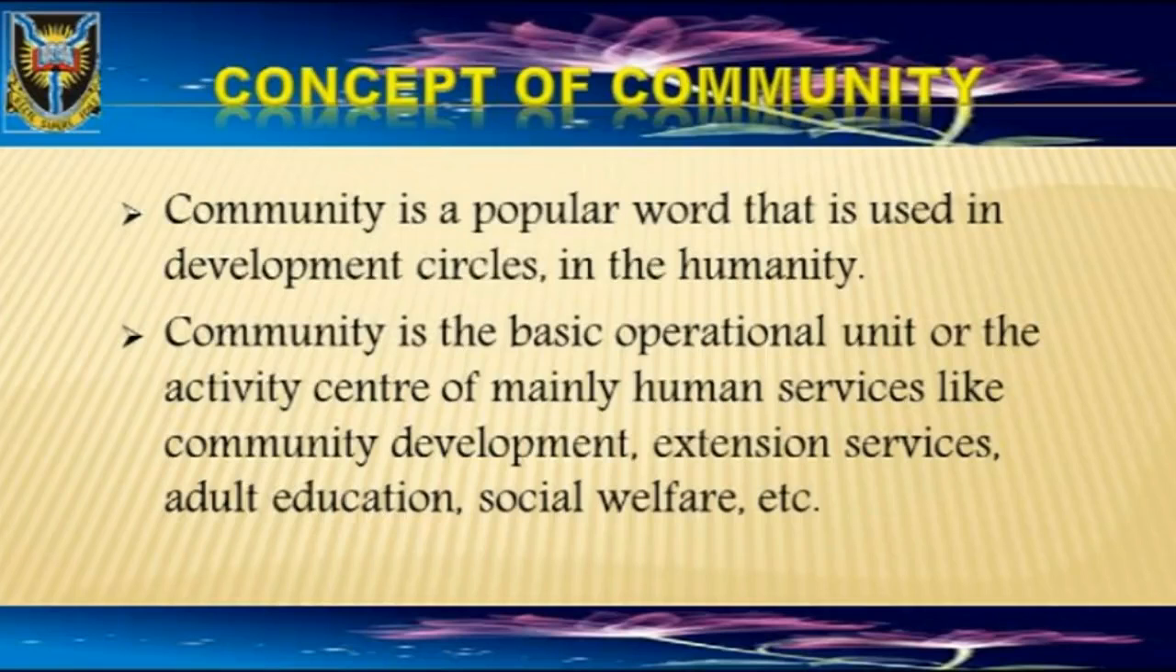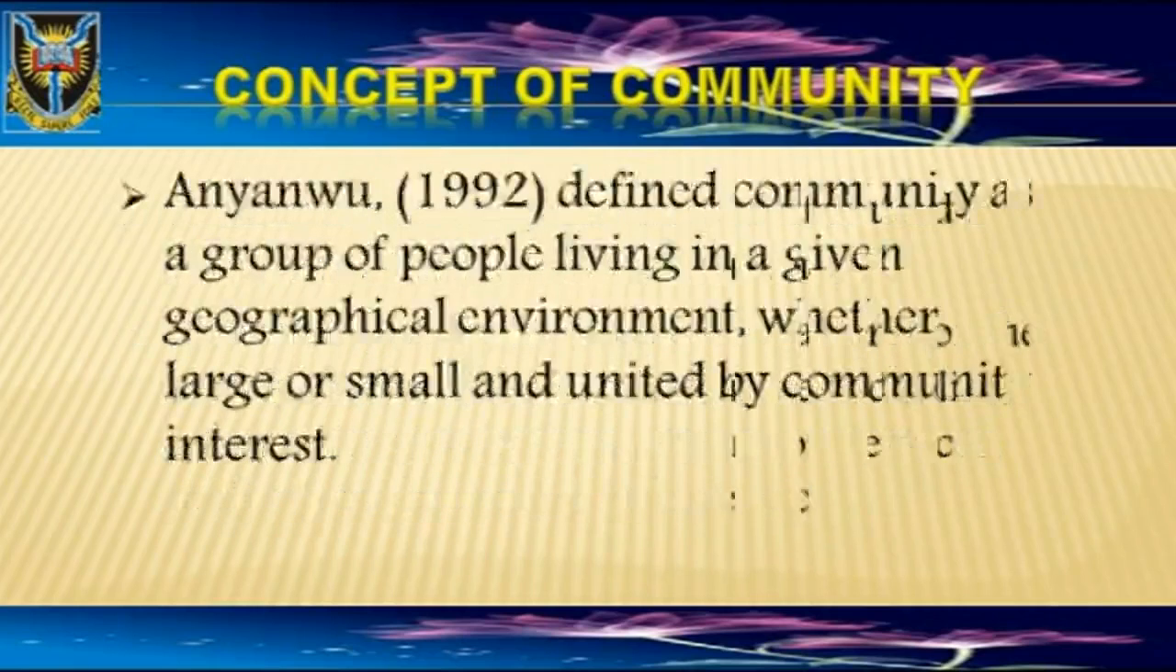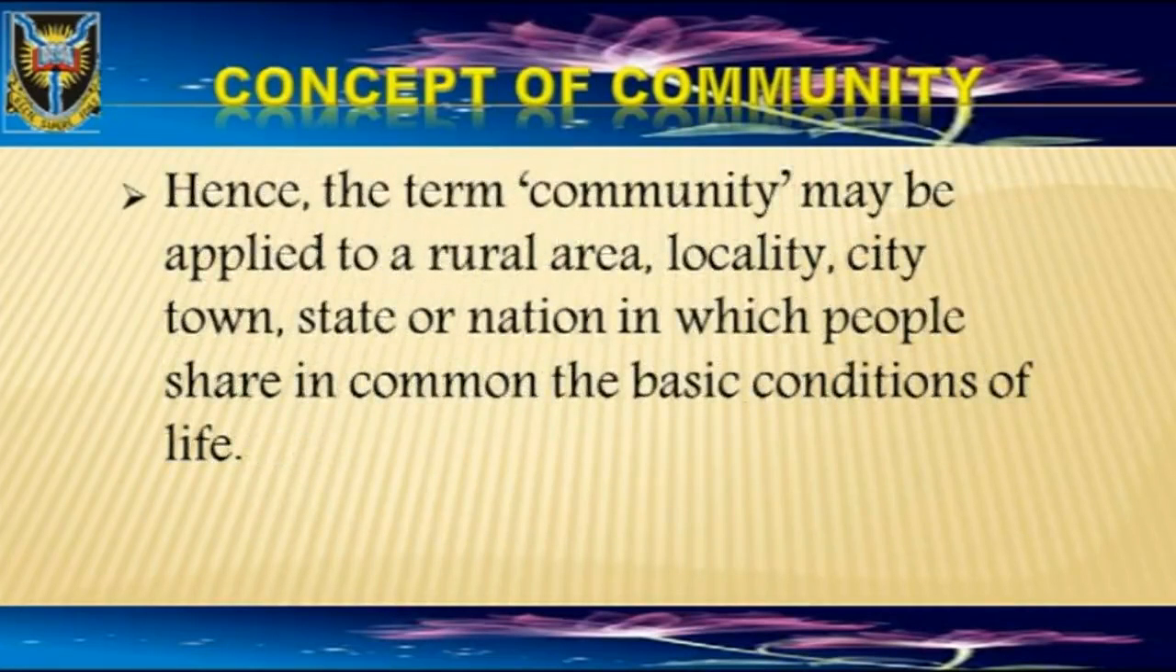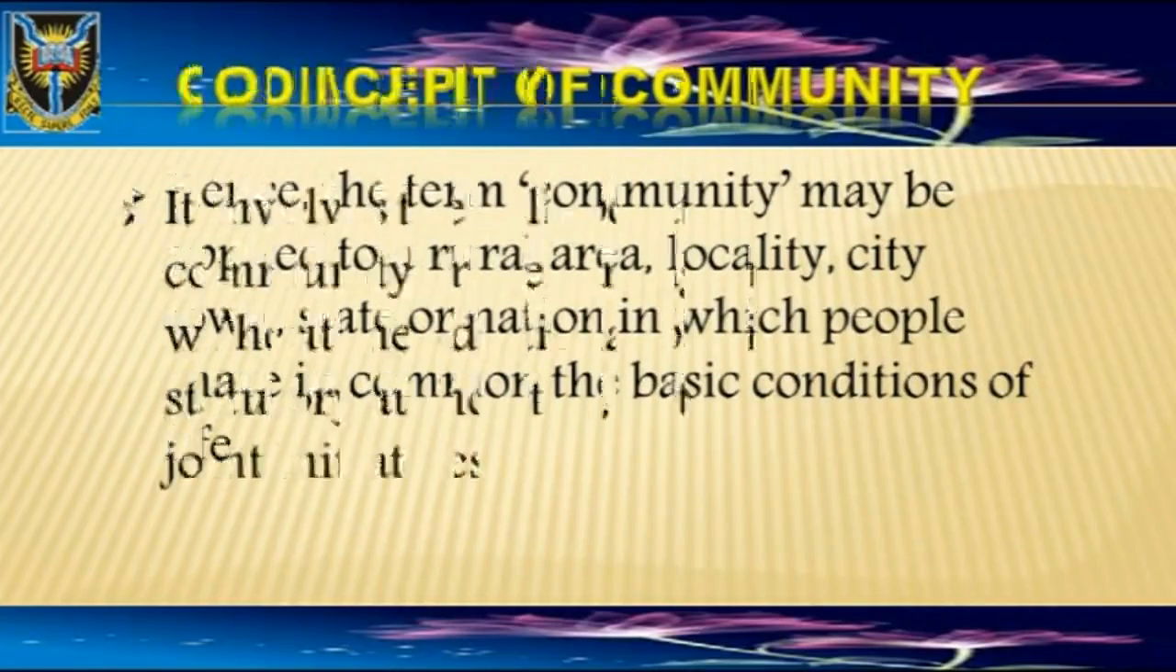It is noteworthy that there has been no agreement among people who have attempted to define community. However, it is general practice to use the term community to denote an area of local life. Ian Woo, 1992, defined community as a group of people living in a given geographical environment, whether large or small, and united by community interest. Hence, the term community may be applied to a rural area, locality, city, town, state, or nation in which people share in common the basic conditions of life.